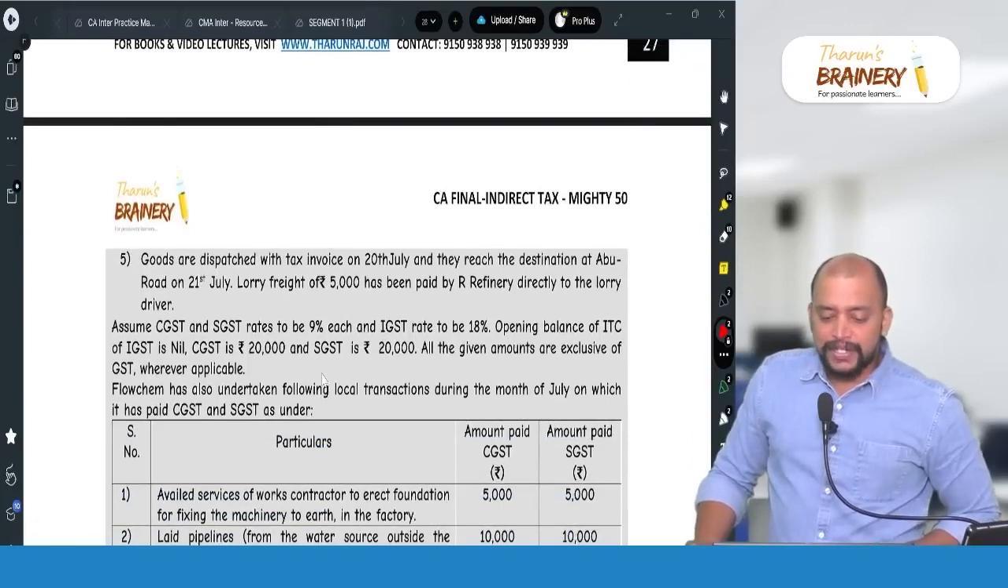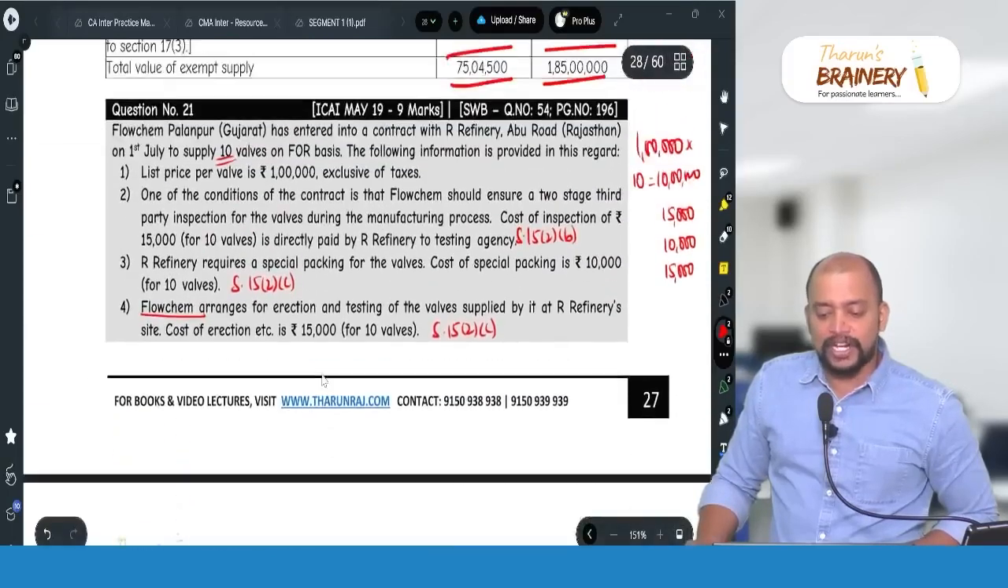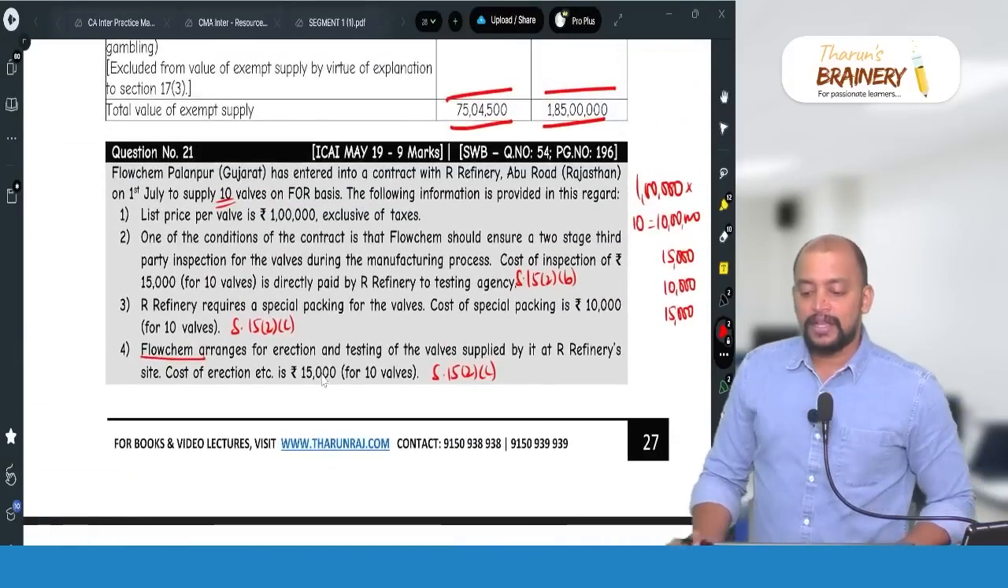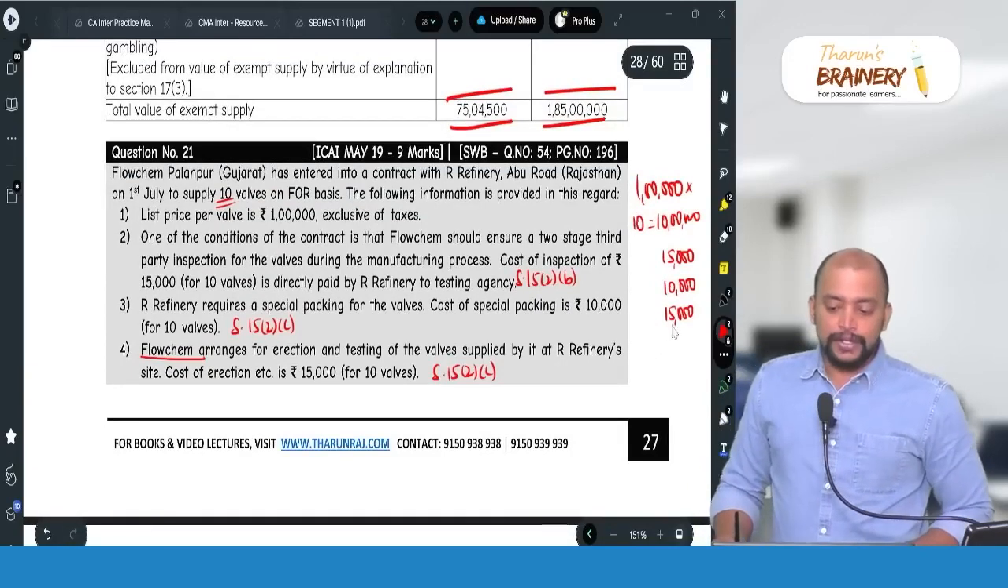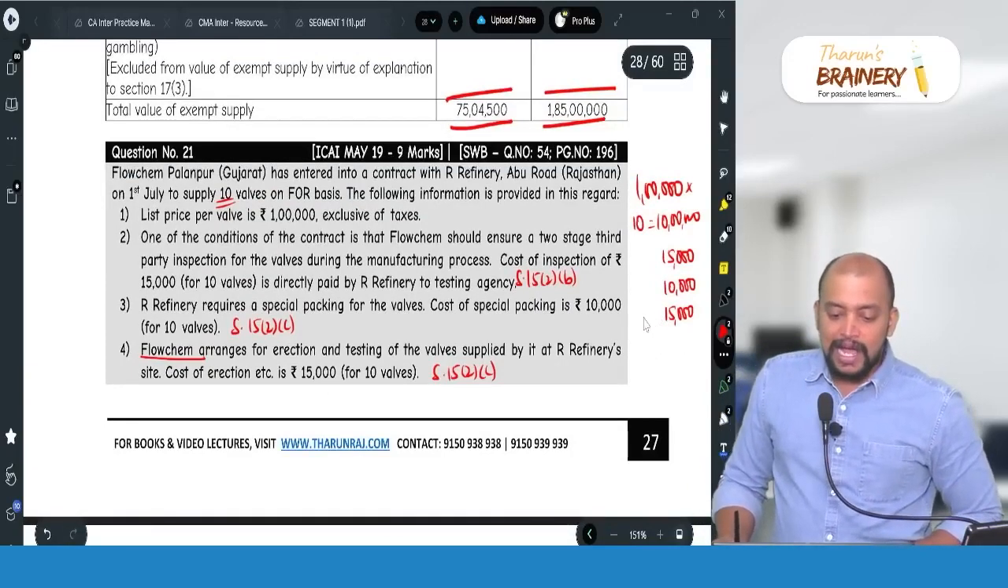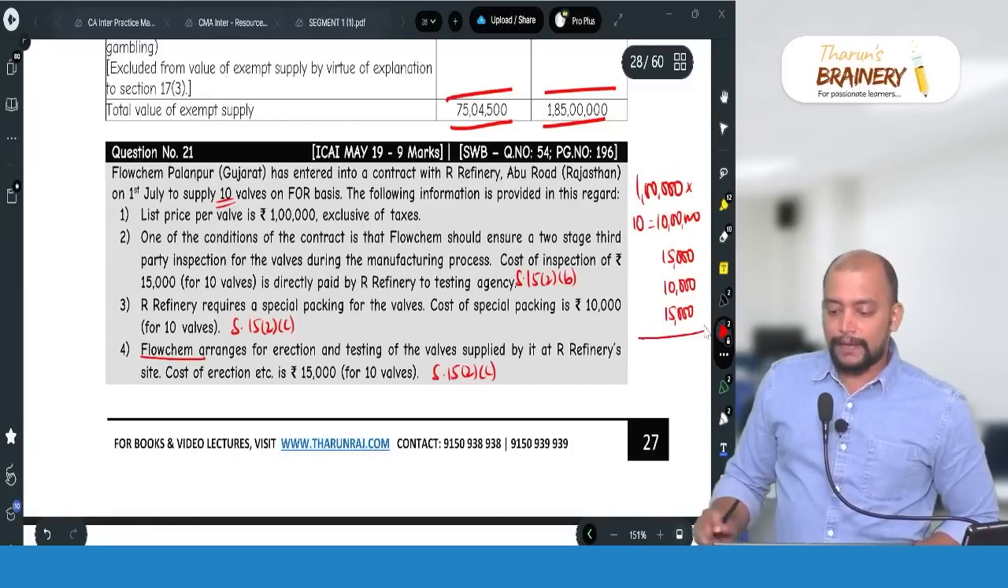Goods are dispatched with tax invoice on 20th July and they reach the destination at Abu Road on 21st July. Lorry freight of 5,000 has been paid by our refinery directly to the lorry driver. That will not come, because any expenditure incurred by the recipient on his own account will not be included, and therefore the total.